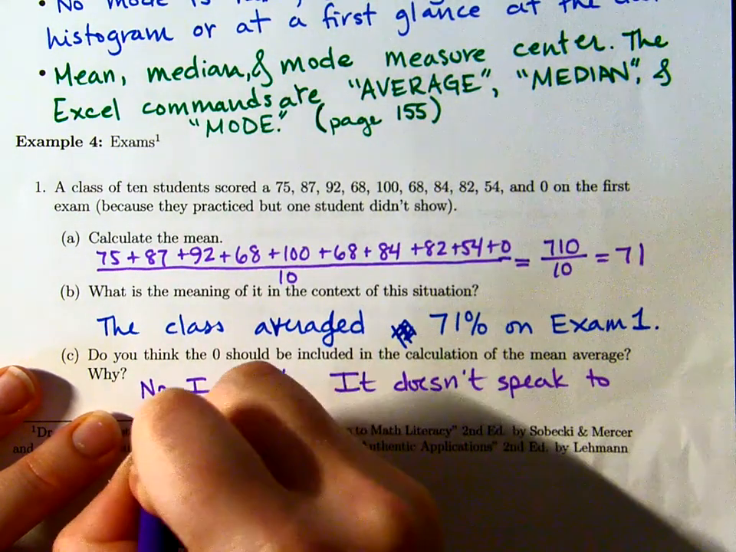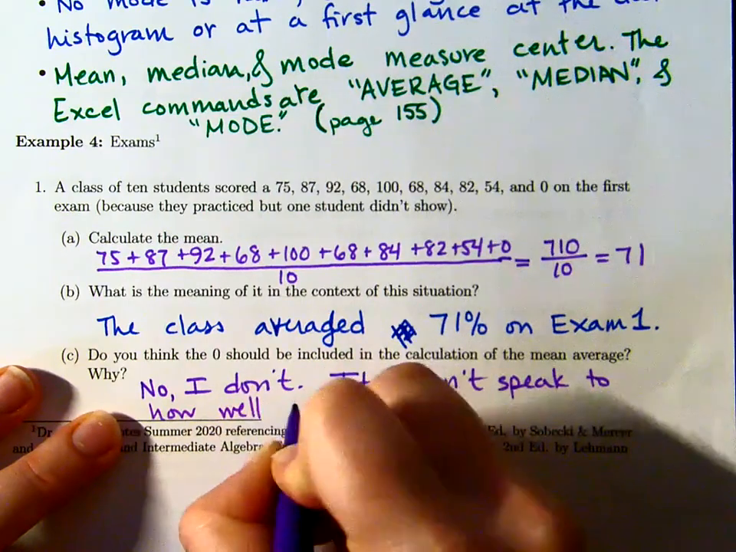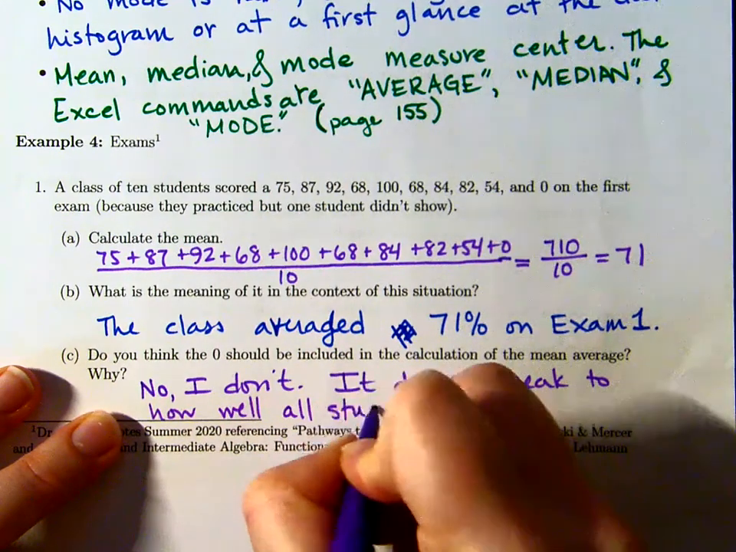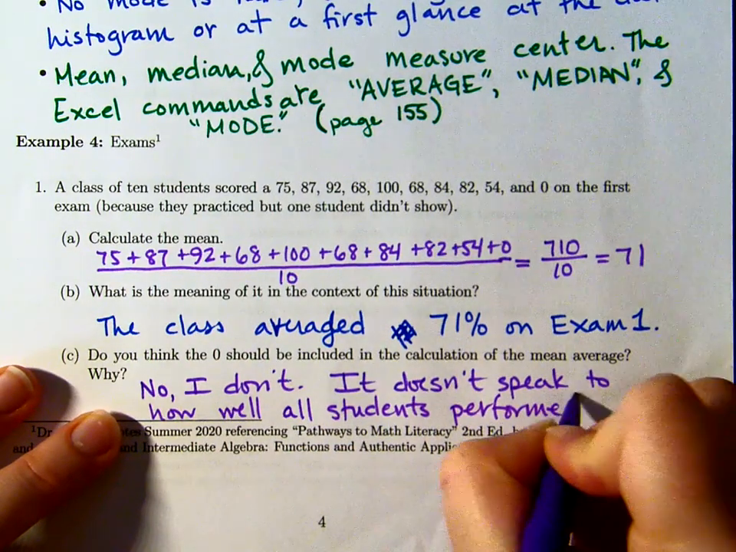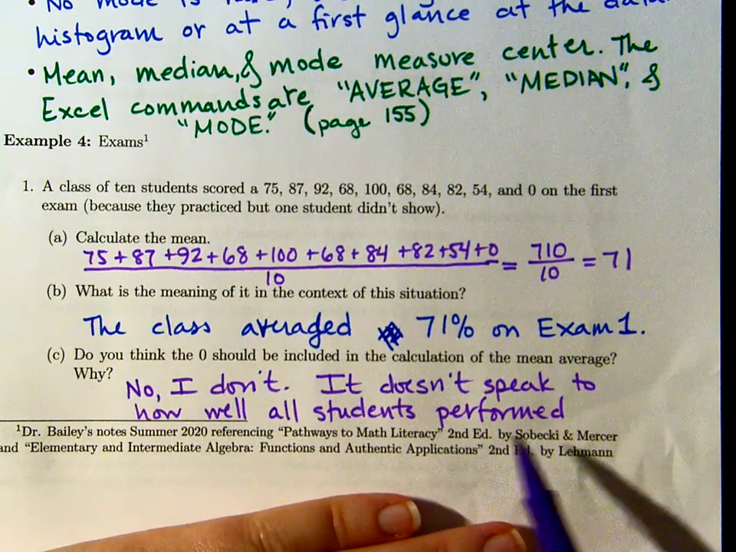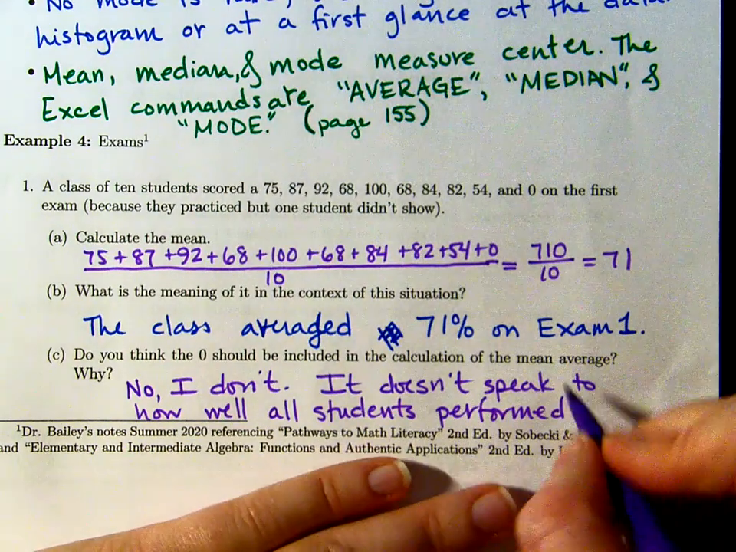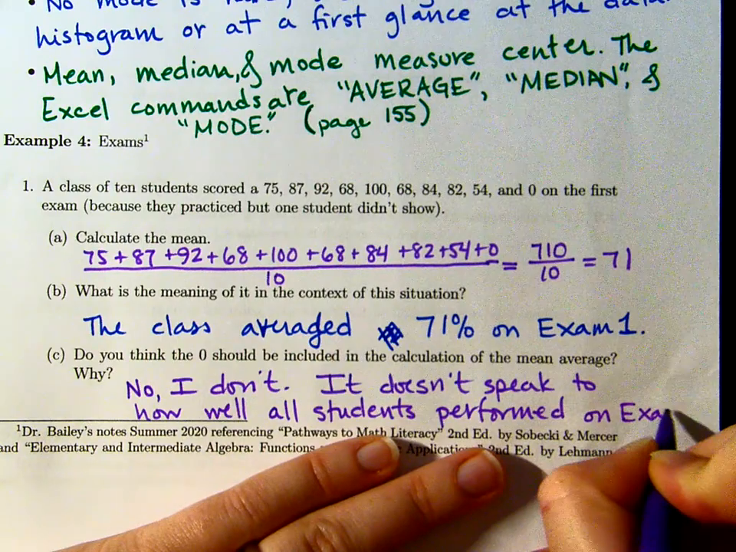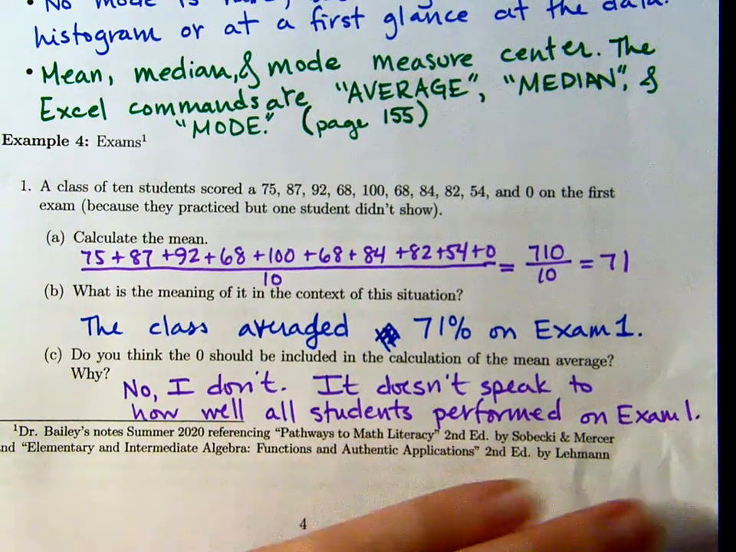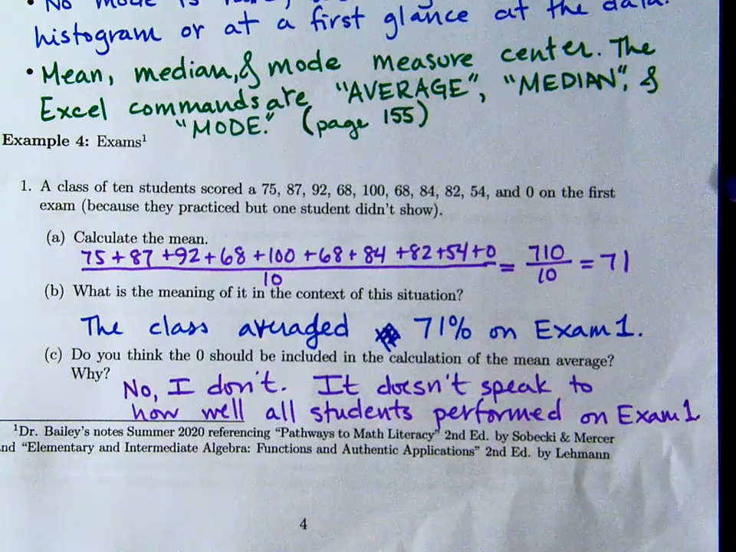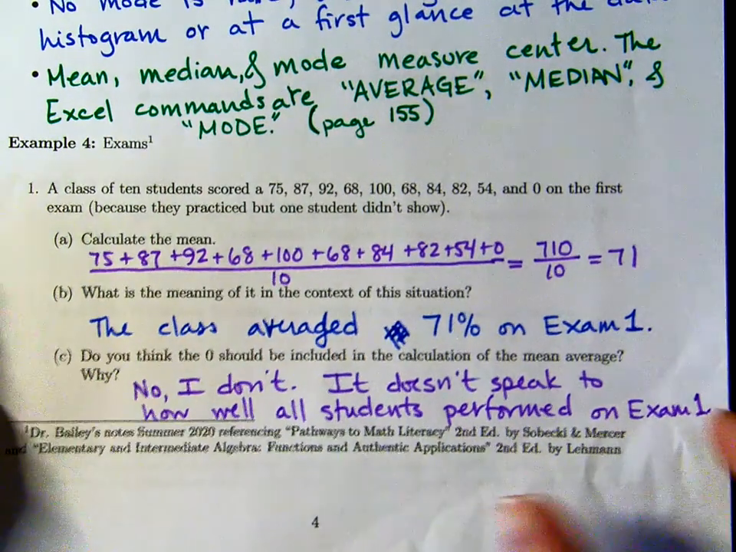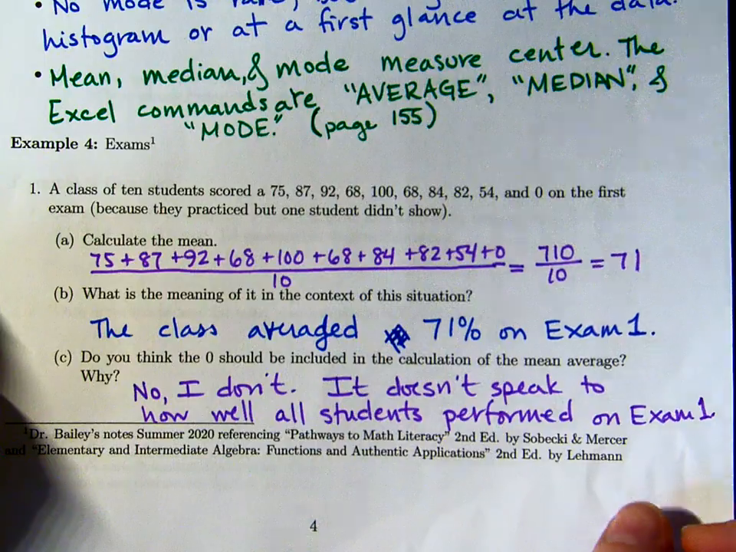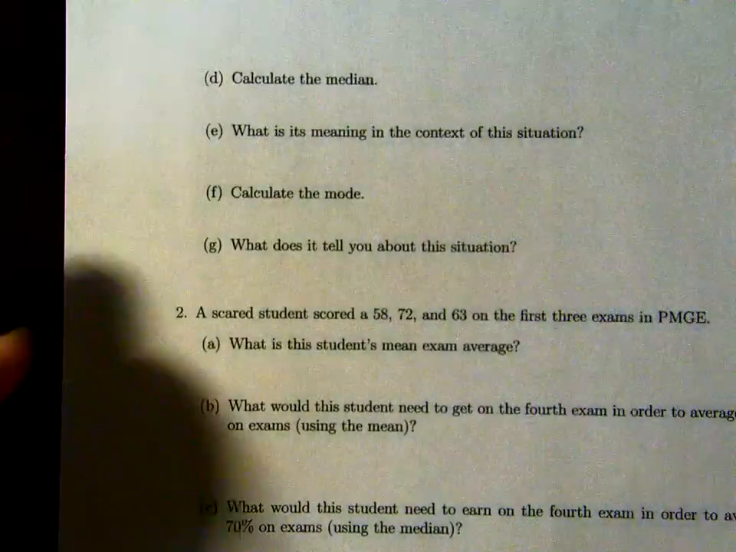It doesn't speak to how well all students performed on exam 1. Okay. I don't think that if that student had taken the test, they probably would have gotten a 0. I don't know. I mean, it's very challenging, in my opinion, to get a 0 without showing up. But, I mean, if you show up.